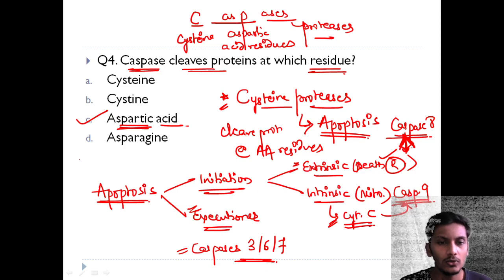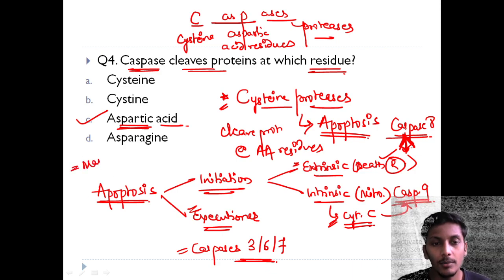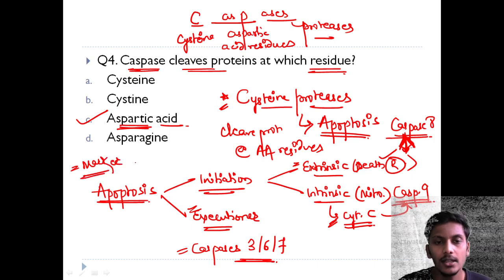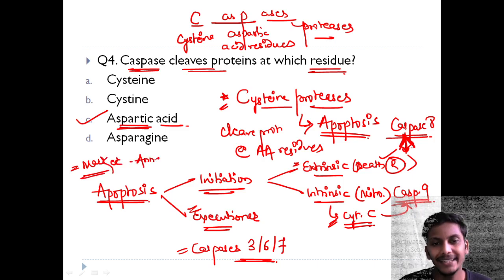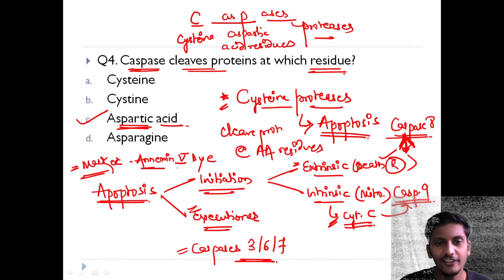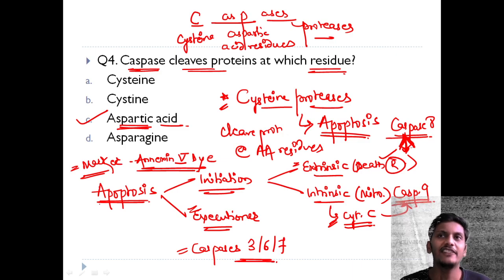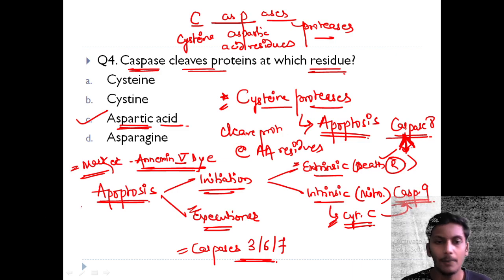There are two more important things to remember about apoptosis, on which questions have been asked, right guys? So please remember, what is the marker of apoptosis? Annexin 5 dye. Annexin 5 dye is the marker of your apoptosis.